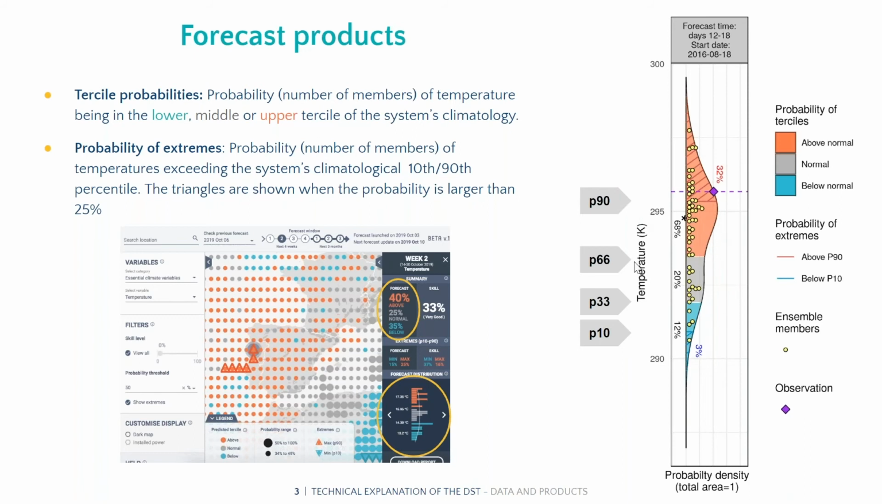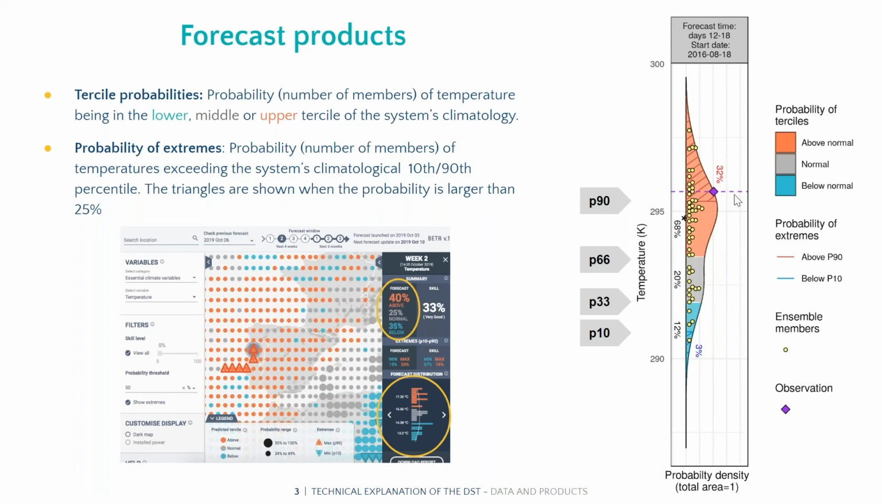So we take all from the climatology, we calculate the 66th percentile and the 33rd percentile, and we can divide this into terciles. In red, we'll have the above normal tercile, gray would be the normal tercile, and blue would be below normal conditions. In this case, we are talking about temperature.